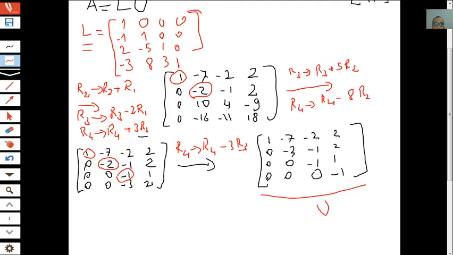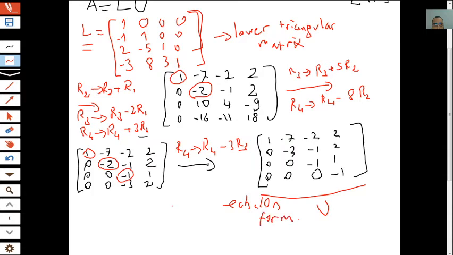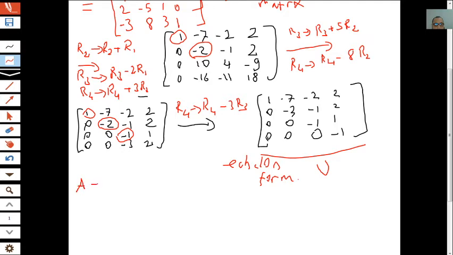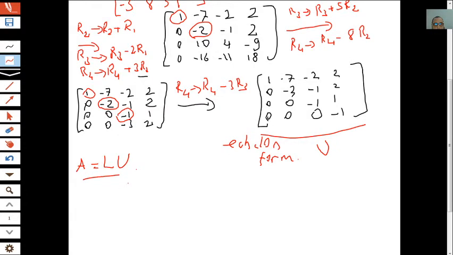So this is the matrix L, lower triangular matrix, and this is the echelon form. So the matrix A becomes the product of them. You can check yourselves. So now we can solve this equation by using the LU factorization.